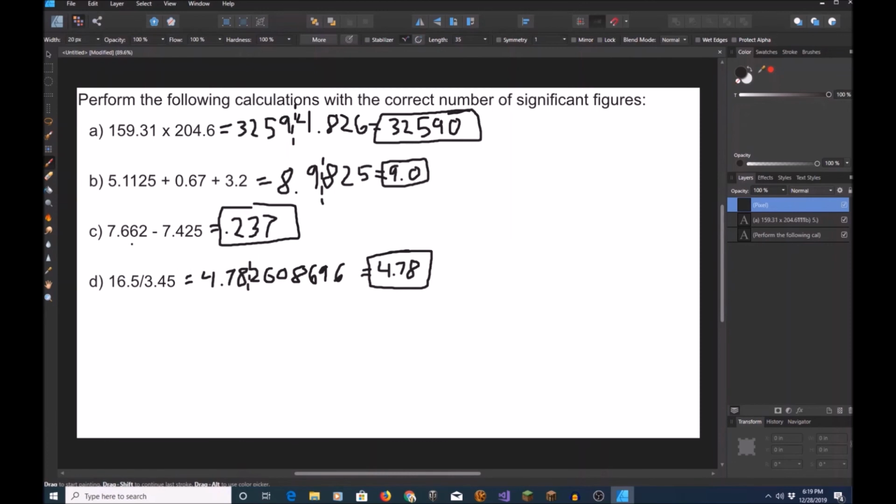Now the same idea is happening in part C. That's just a straight subtraction, and there's 3 sig figs beyond the decimal place in both numbers. Once you subtract straight across, you just get 0.237, which is 3 sig figs, so we're fine there. And for part D, it's the same thing. There's 3 sig figs in both numbers, so we divide them, we get this really long number, and cut it off after the 3rd sig fig, and 2 is not enough to round up the 7, so our answer is 4.78.